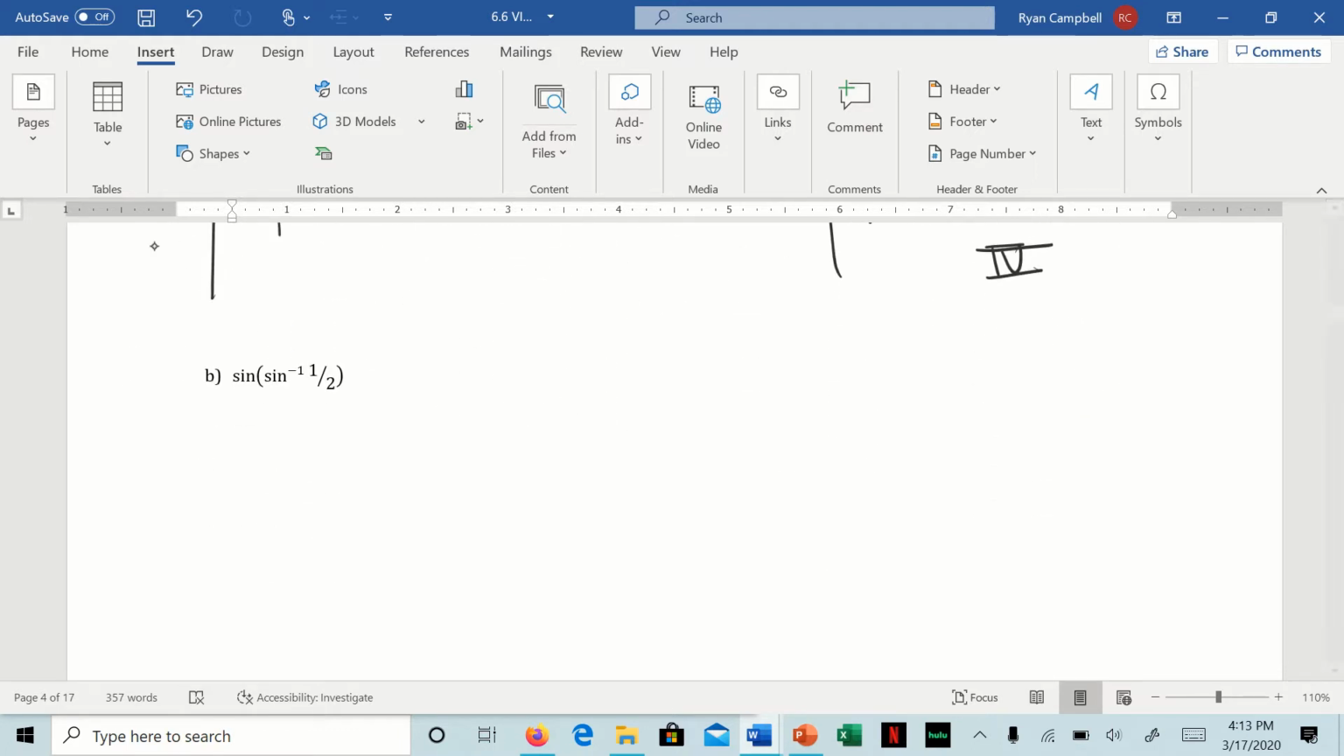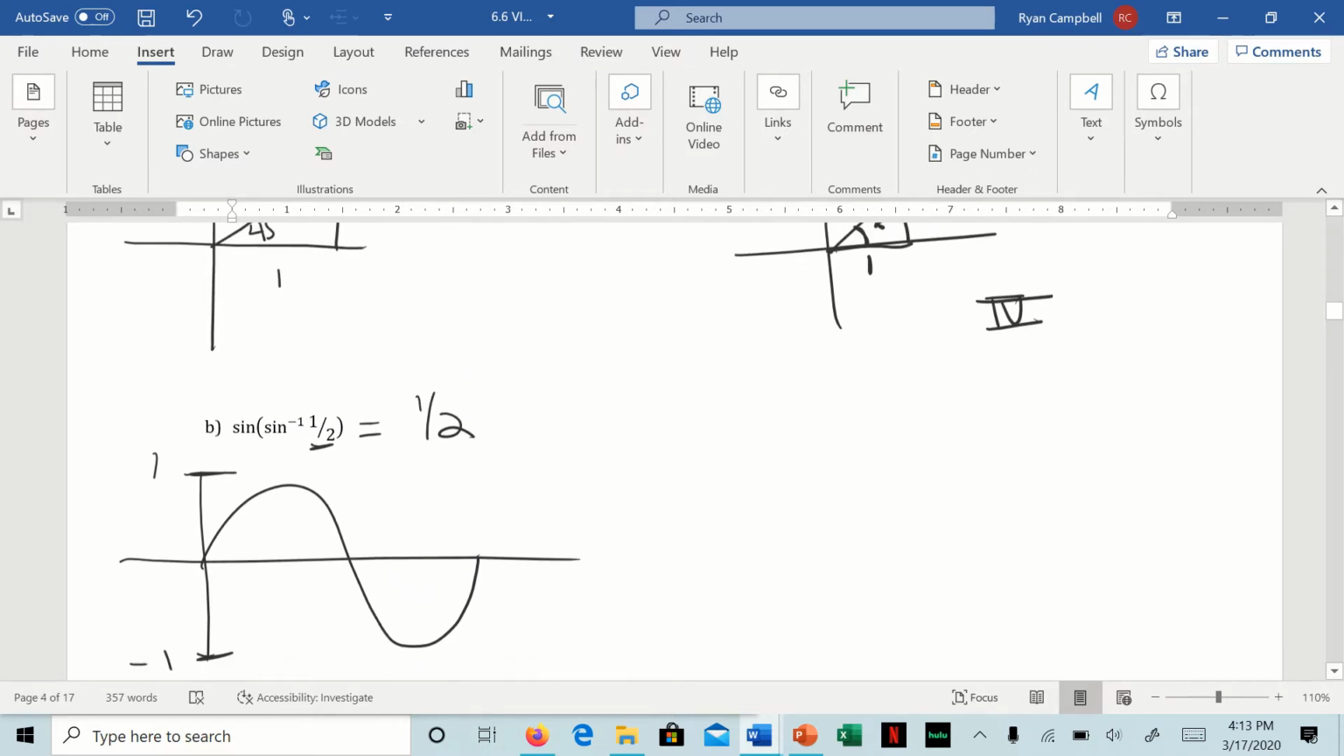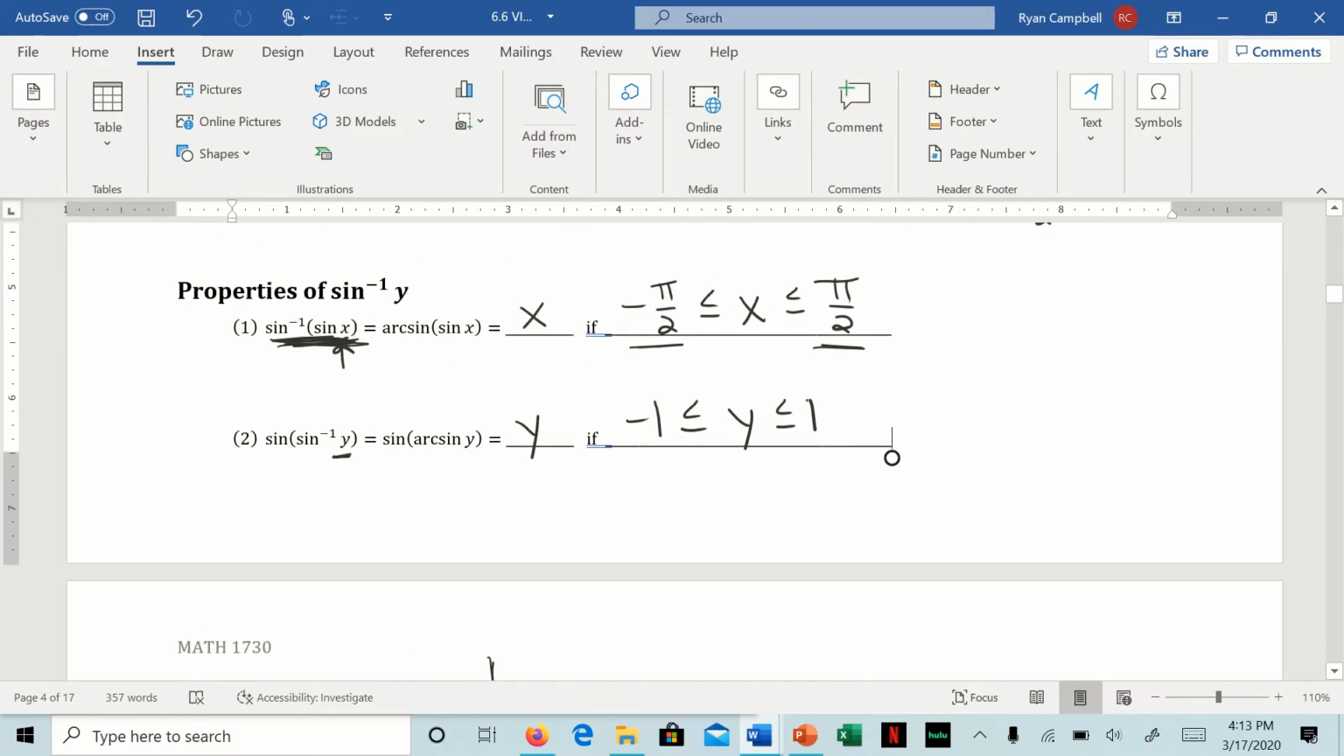So if we have sine of the inverse sine of 1/2. Inverse sine is talking about the y values. Basically, can 1/2 be a y value? So if you want to use your property, can 1/2 be a y value for sine? Yeah, because remember, the y value has to be between -1 and +1. So if we're talking about a y value being 1/2, that's just going to be 1/2. It's between -1 and +1. And that's back up here for our property.